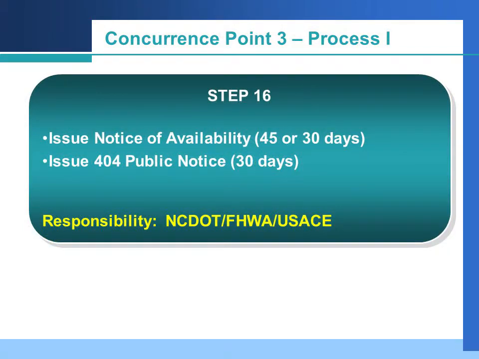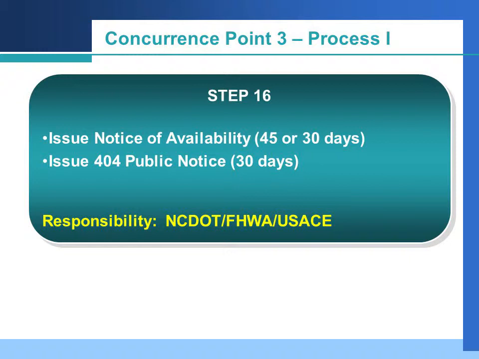Step 16 includes issuing the Notice of Availability and Section 404 public notice. NCDOT will issue a Notice of Availability, which sets forth where the environmental document is available for public and agency review and comment, and how long the review period lasts. Review period for a DEIS is 45 days and 30 days for an EA. At the same time, the U.S. Army Corps of Engineers will issue a Section 404 public notice if appropriate.